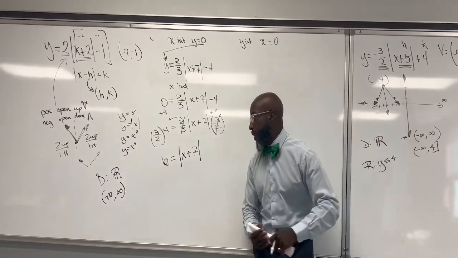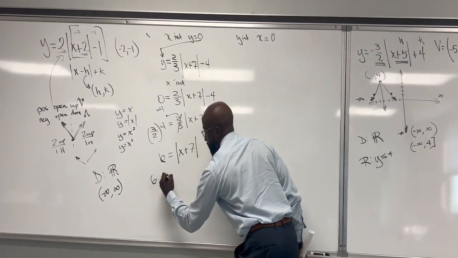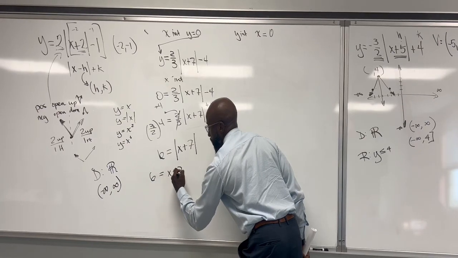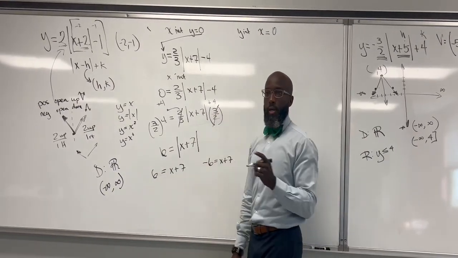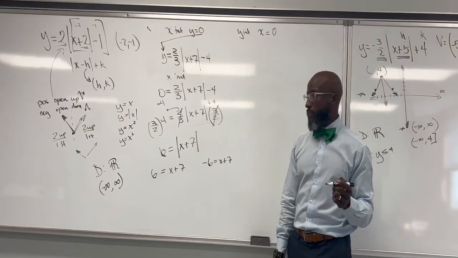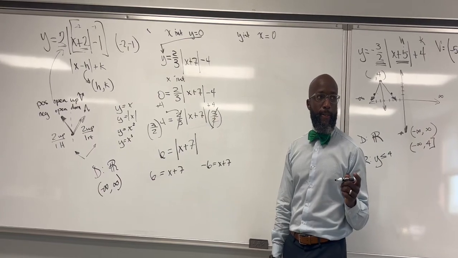2 solutions. Very good. That means we got to solve for x, for 6 equals x plus 7, and negative 6 equals x plus 7. All right? So you get 2 solutions. Okay? You good, Ethan?